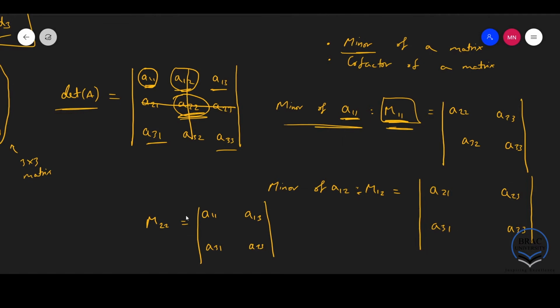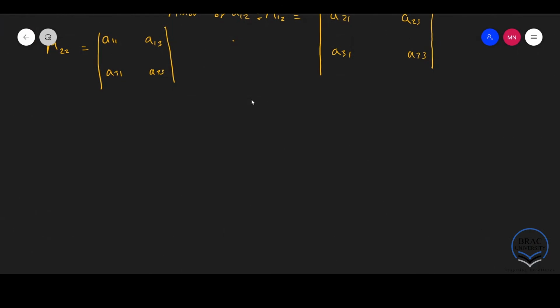So we can denote the minors of an entry Aij of some matrix A as Mij, right? So these are the minors of the matrix A.